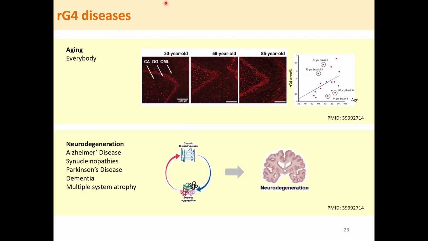The aberrant rG4 molecular and cellular functions are associated with many diseases. For example, rG4 staining in brain hippocampal regions increases linearly with age from young to old. rG4s are involved in neurodegenerative diseases such as Alzheimer's disease, Parkinson's disease, dementia, and multiple system atrophy. In Alzheimer's disease, chronic rG4 can cause protein aggregation that leads to neurodegeneration.